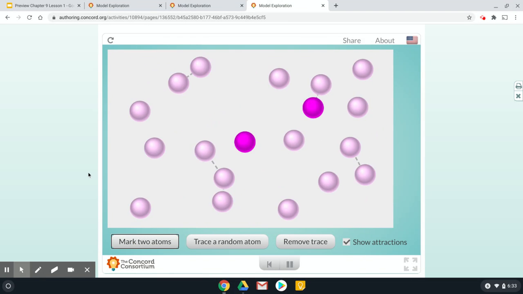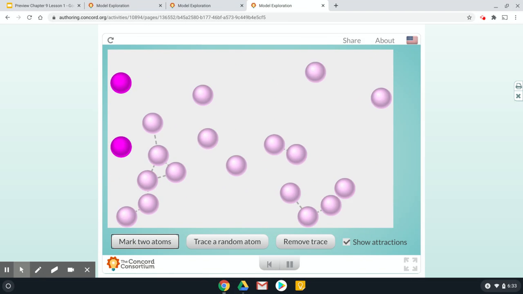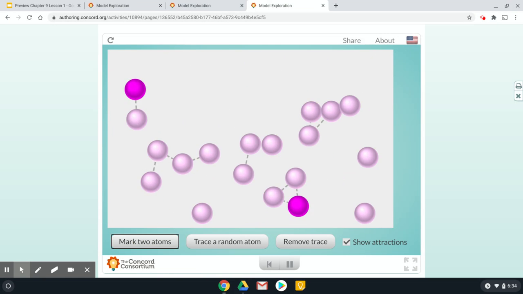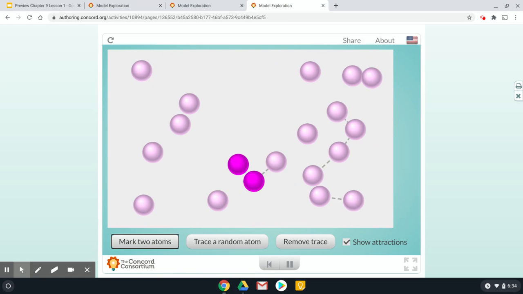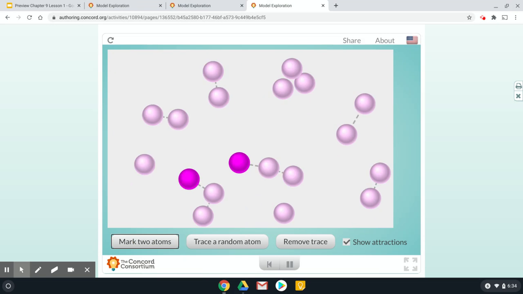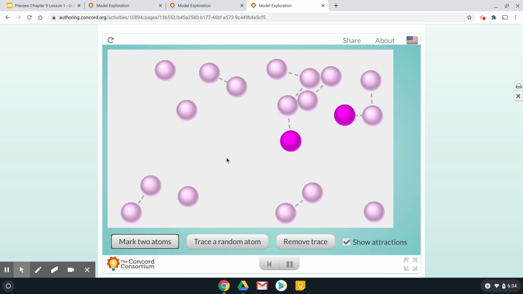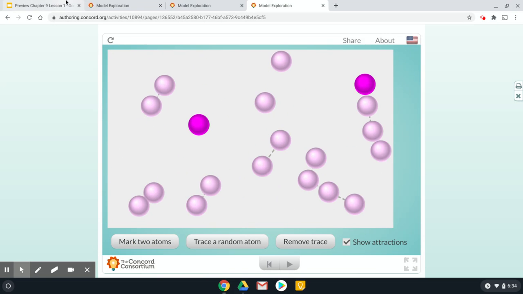If I mark two atoms, we can definitely see that they can swap places with other particles. And we have the most movement and an unfixed shape. So pause. Okay.